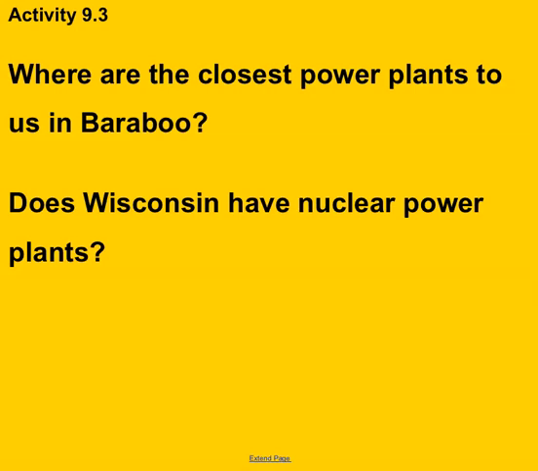Now, does Wisconsin have any nuclear power plants? Of course we don't, right? You never hear about them in Wisconsin. Of course, we don't have any, do we? Well, we actually have a couple different nuclear power plants in Wisconsin. So let's take a look at these power plants.